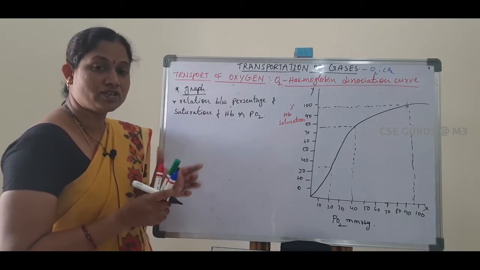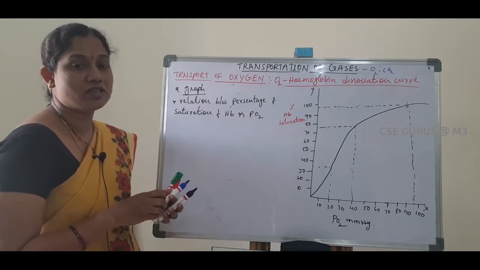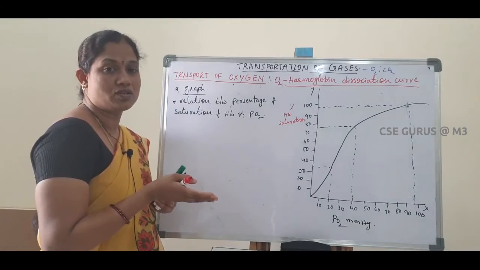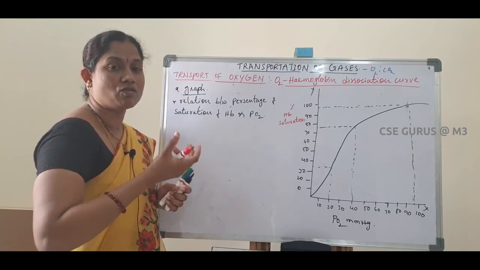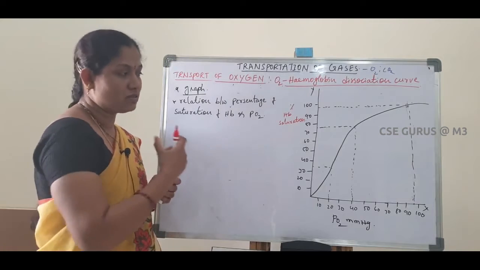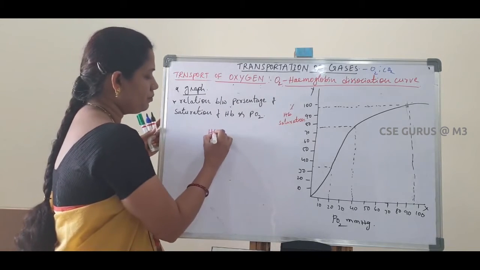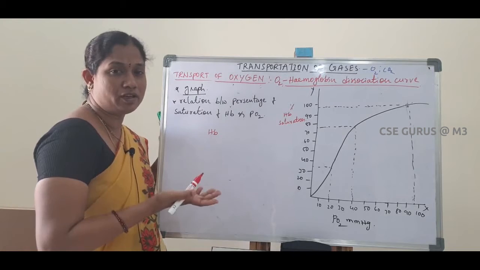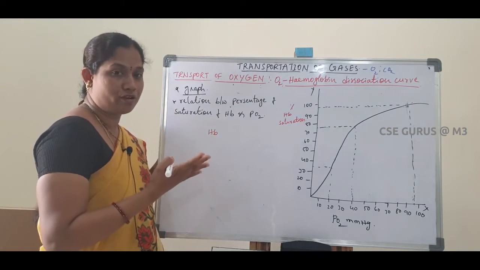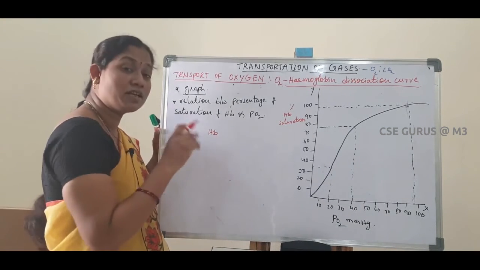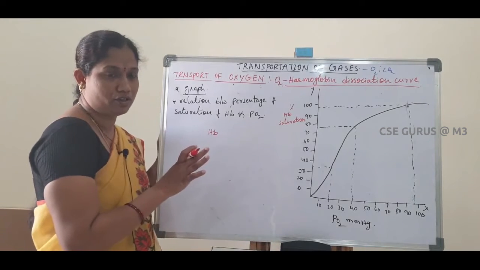Percentage of saturation of hemoglobin means how many oxygen molecules can bind with hemoglobin. That is called saturation. For example, hemoglobin can carry how many oxygen molecules? 4 oxygen molecules. It can carry 4 oxygen molecules, which means it can bind with 4 oxygen molecules.